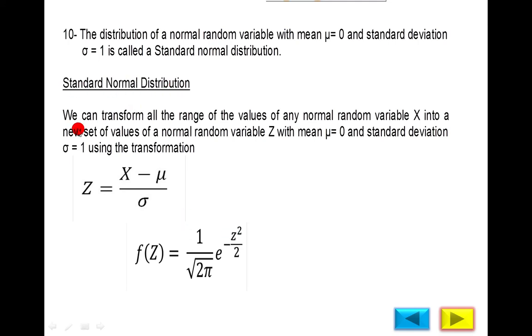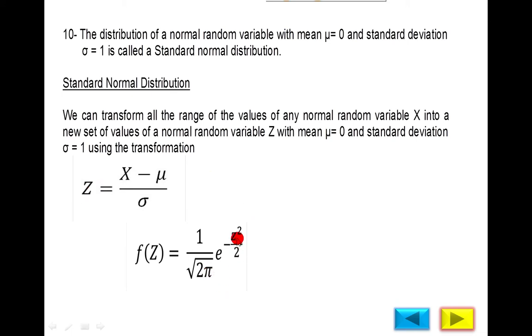In the standard normal distribution, we can transform all the range of values of any normal random variable x into a new set of values of a normal random variable z. So apply the transformation: (x minus mu) upon sigma is equal to z, where z represents the z distribution, or normal distribution, with mean equal to 0 and standard deviation equal to 1. If you substitute mu equal to 0 and sigma equal to 1, then z will be equal to x. So the new function will be like this.